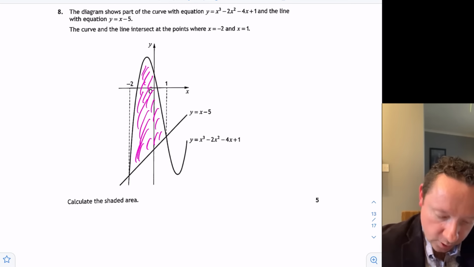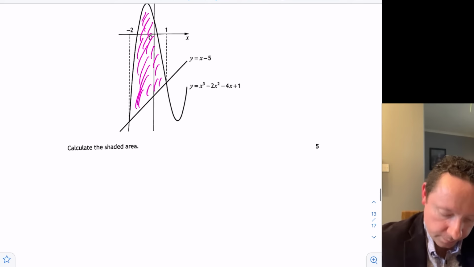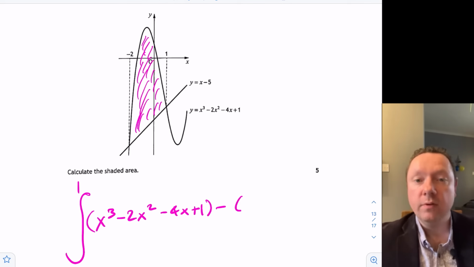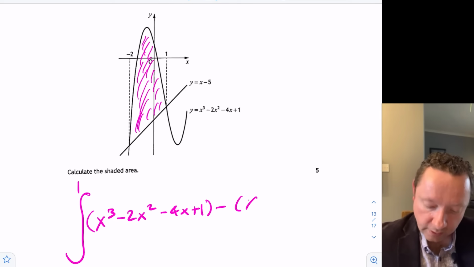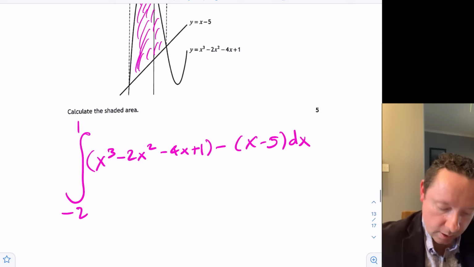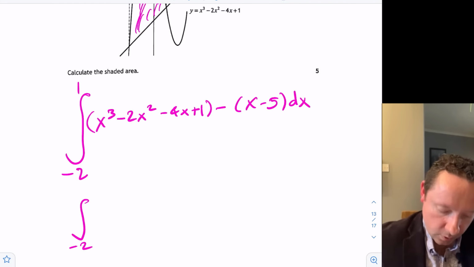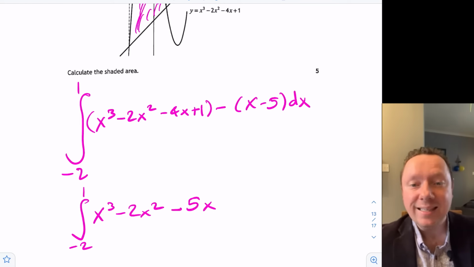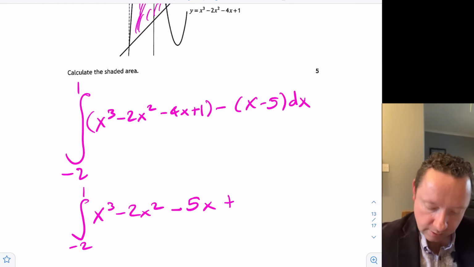So the shaded area is between our limits of minus 2 and 1. So integral, because it's an area, between minus 2 and 1 of upper minus lower. So our upper is the curve, x cubed minus 2x squared minus 4x plus 1. Take away our lower, which is the line, x minus 5, dx. So that becomes the integral from minus 2 to 1 of x cubed minus 2x squared minus 4x minus x is minus 5x, and 1 minus minus 5 is plus 6, dx.